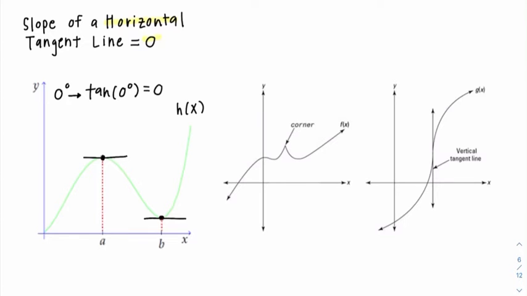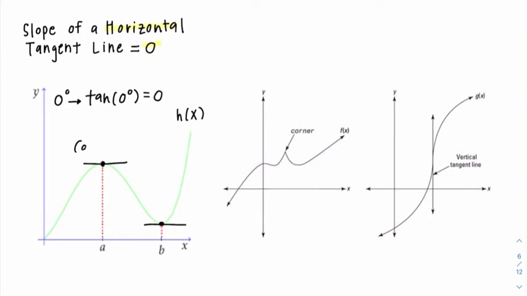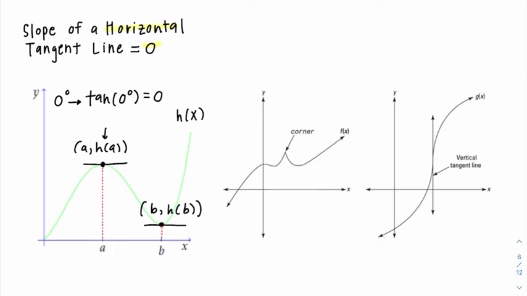Now that we've identified our critical points on this graph, we can write them in the form of ordered pairs. This means that at x equals a, we have the point a comma h of a, and at x equals b, we have the point b comma h of b. So on this graph, we found critical points at x equals a and at x equals b because the derivative or the slope of the tangent line at these points is 0. And we call h of a and h of b the critical values of these critical points.